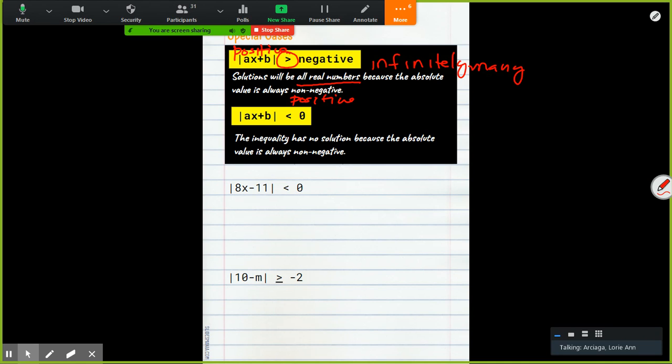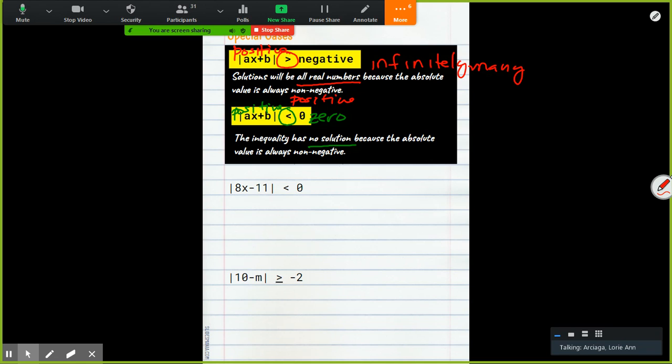Okay, the other case is if this is a less than sign and this is zero. Since something with an absolute value is always positive, a positive number cannot be less than zero. That's why it says here no solution. So if it's no solution, don't solve, don't graph. Okay? All right, so let's practice.